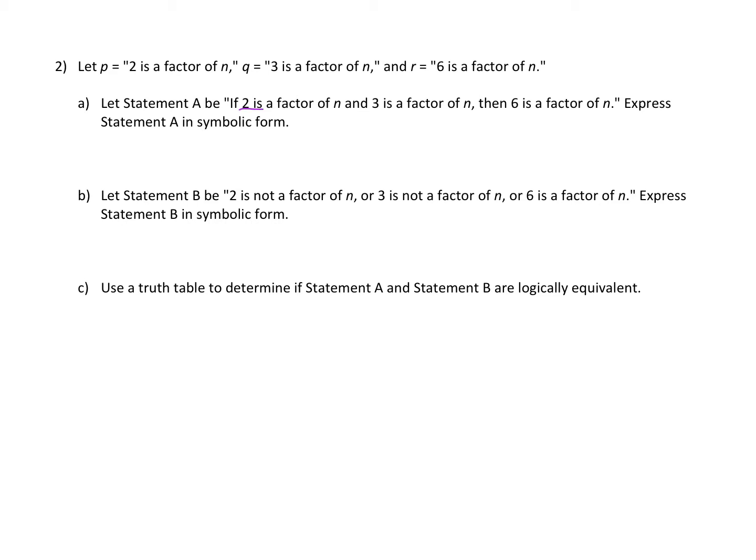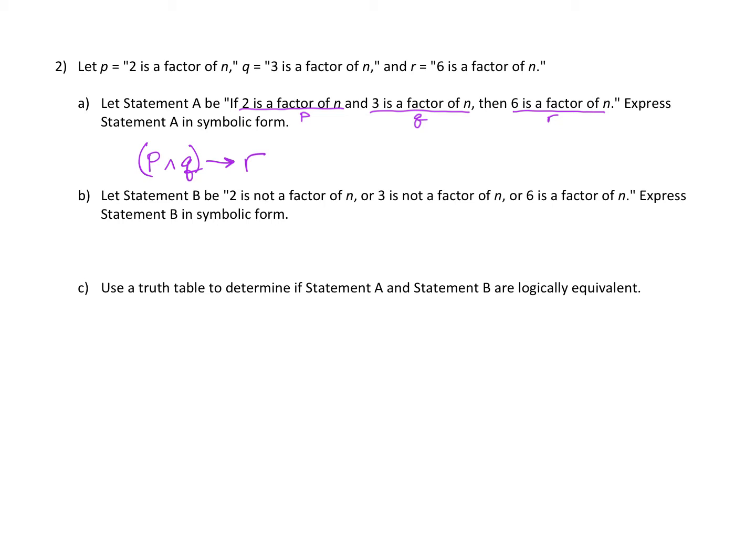So 2 is a factor of N, that's P. 3 is a factor of N, that's Q. And 6 is a factor of N, that's R. So we have P and Q. And if P and Q, then R, that's an implication. P and Q implies R. You can put parentheses here to be extra clear, but the order of operations for symbolic logic always puts the implication last. So the parentheses are not necessary.